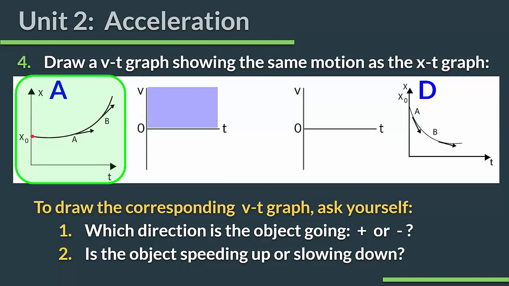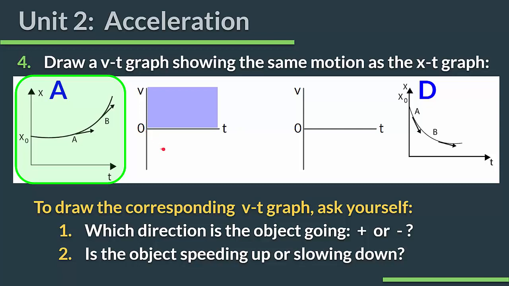Then you're going to ask yourself the second question, is this object speeding up or slowing down? And if I look at this graph, again, this starts out relatively flat. It gets steeper, which means it gets faster. And if I want to get faster on a VT graph, you need to first ask yourself this question. How fast are you going if your velocity is 0? Because that's where your x-axis is, 0 velocity. And the answer is, of course, that you're not going anywhere. You're stopped. That's the slowest possible speed you can go, is not moving.